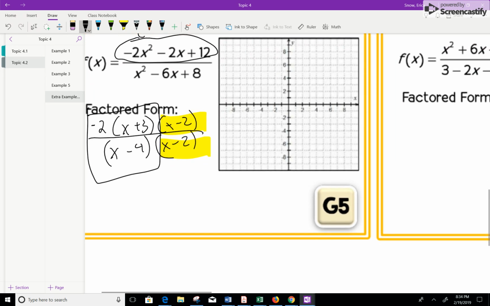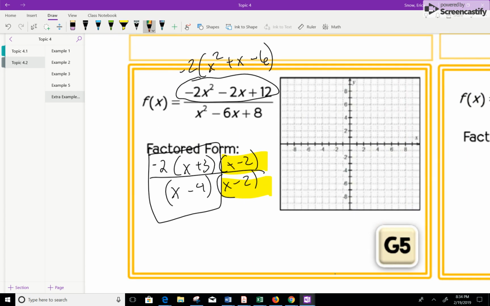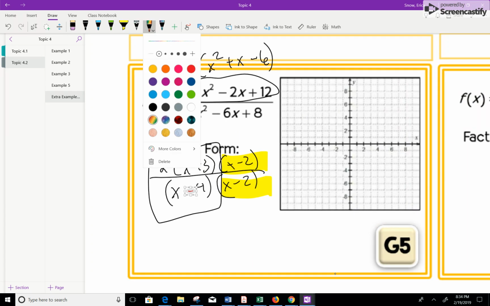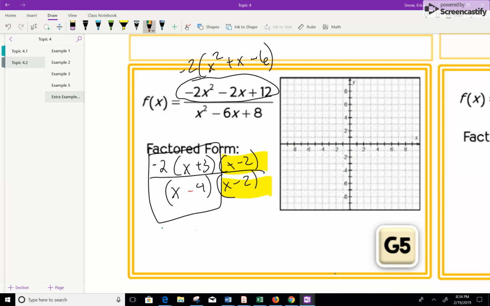So we are going to have a vertical asymptote at x equals 4, right here. And then we have a horizontal asymptote at -2, because same power, -2 over 1.